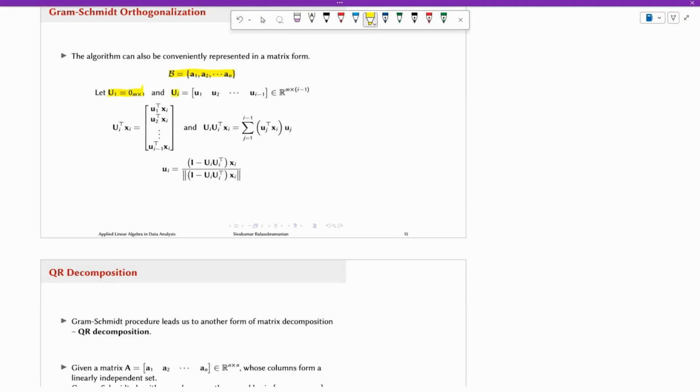You define matrices like these. U1 will always be defined as a zero matrix or a zero column vector. And then Ui will contain as its columns the orthonormal basis vectors that you've already identified till then. For example, capital U1 will simply have small u1. Capital U2 will have small u1 and small u2, and so on. So Ui will have everything from 1 to i minus 1.